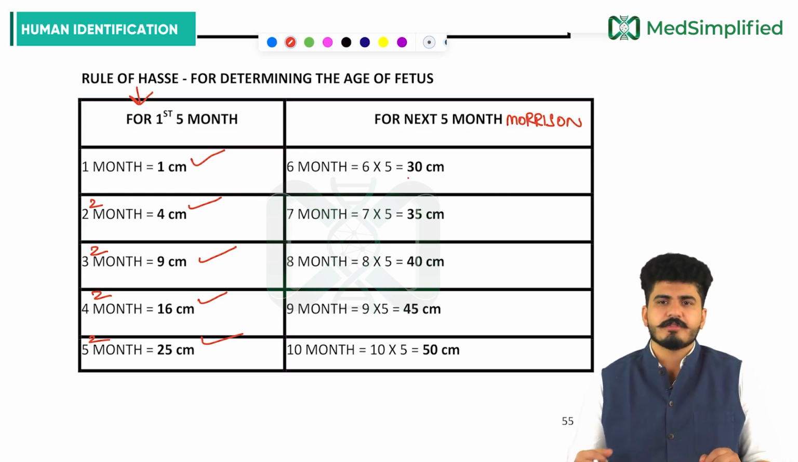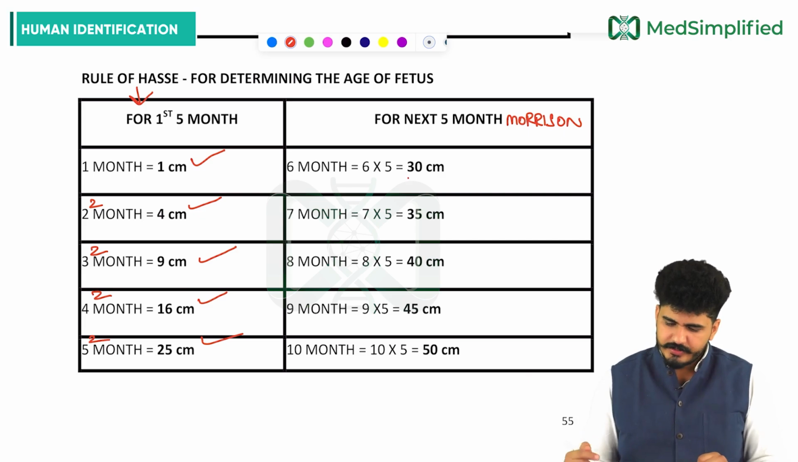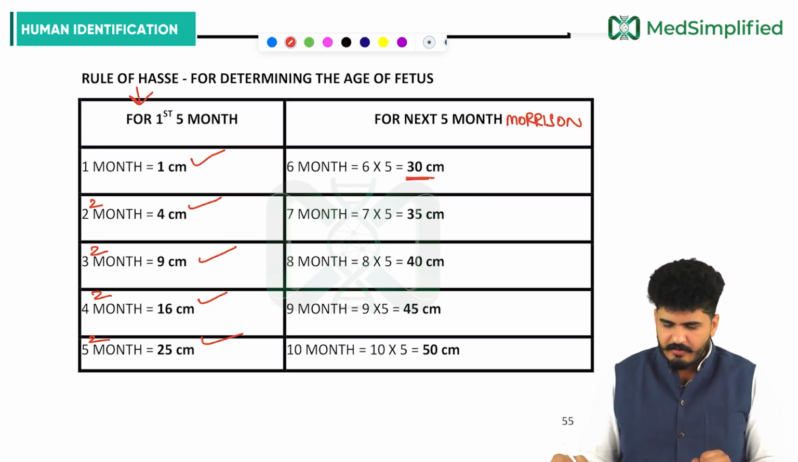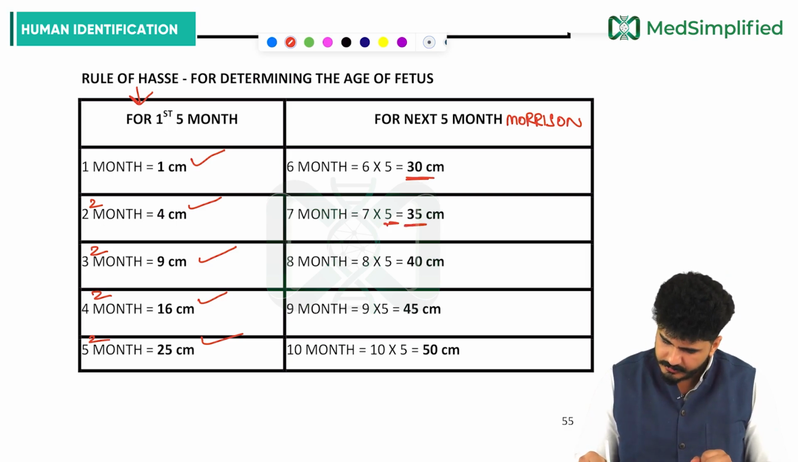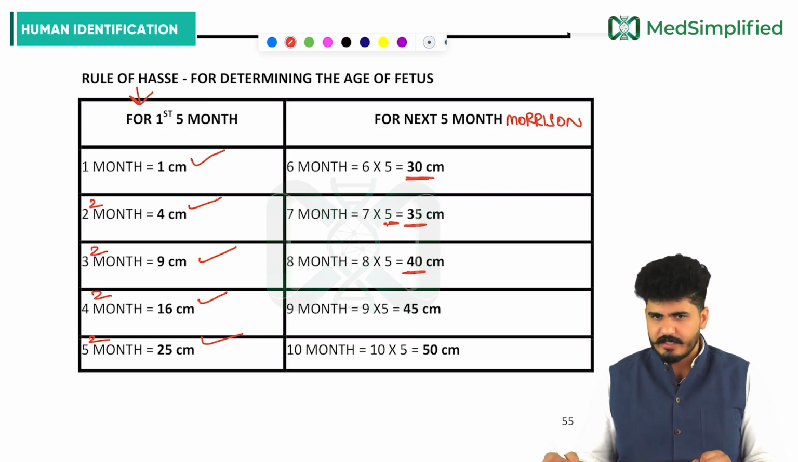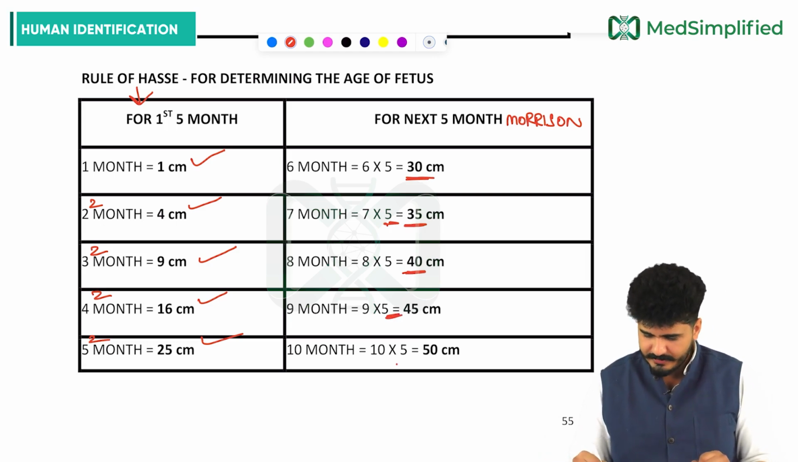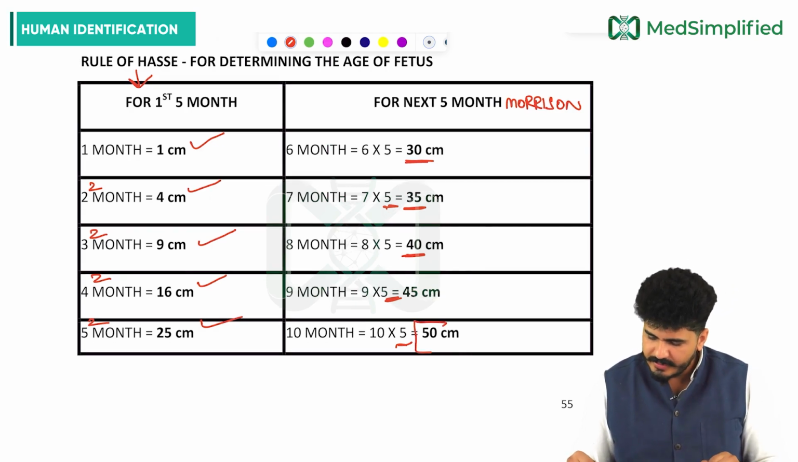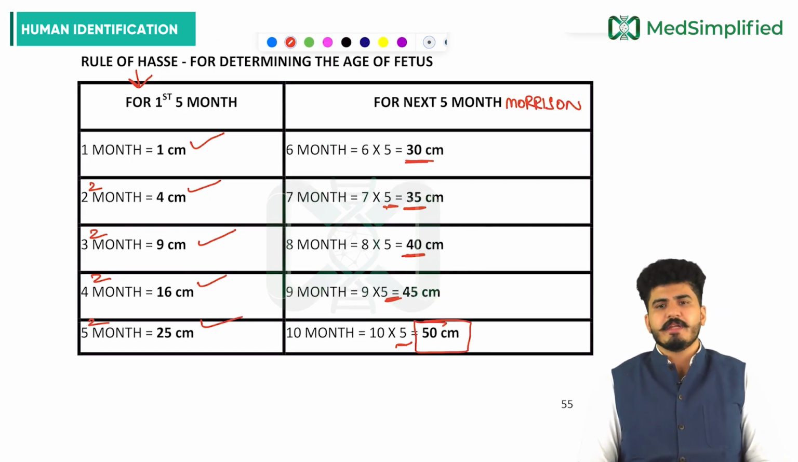Then according to Morrison's rule, we'll shift to Morrison's rule right now, sir. Morrison's rule says 6 months, 6 5s are 30; 7 months, 7 5s are 35; 8 months, 8 5s are 40; 9 months, 9 5s are 45; 10 months, 10 5s are 50 centimeters. So at the time of birth, the height will be 50 centimeters, my dear friends.